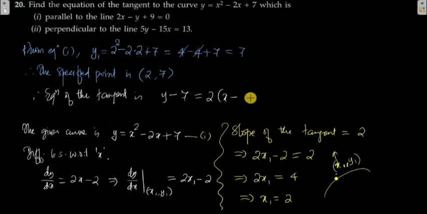X1 is 2. It will be better if you can simplify this. I am not going to simplify this, so you may pause the video, note down your solution, and kindly simplify and write down your equation of the tangent. So this is my first part. We will do the second part as soon as you copy this. So you may pause the video and note down your solution.